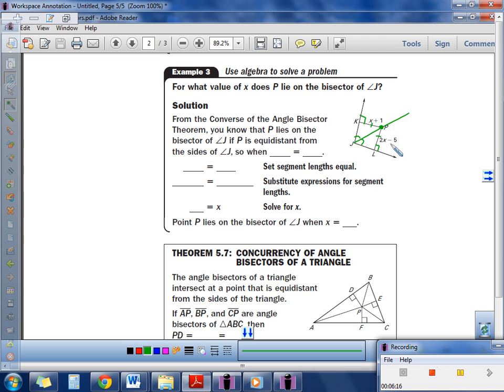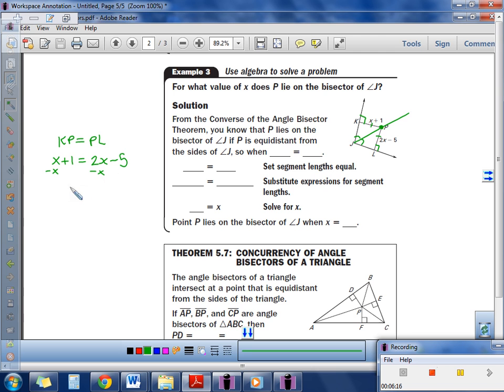So if they're congruent to each other, I can set up the equation. I can say KP is equal to what? PL. Now how long is KP? X plus 1. And how long is PL? 2x minus 5. And this is very easy to solve. What step do we do first?